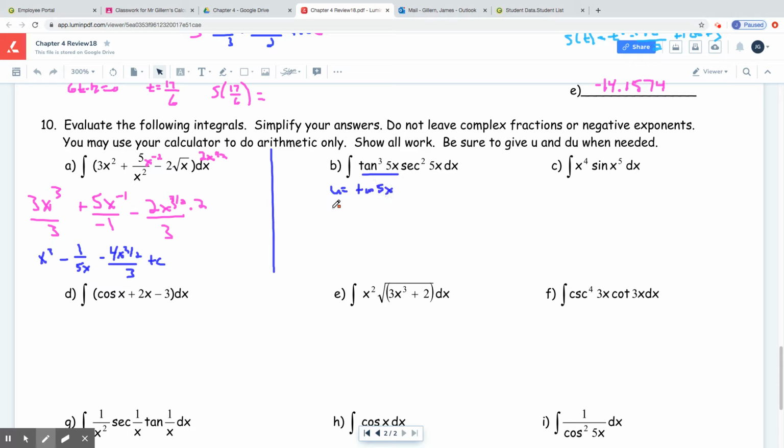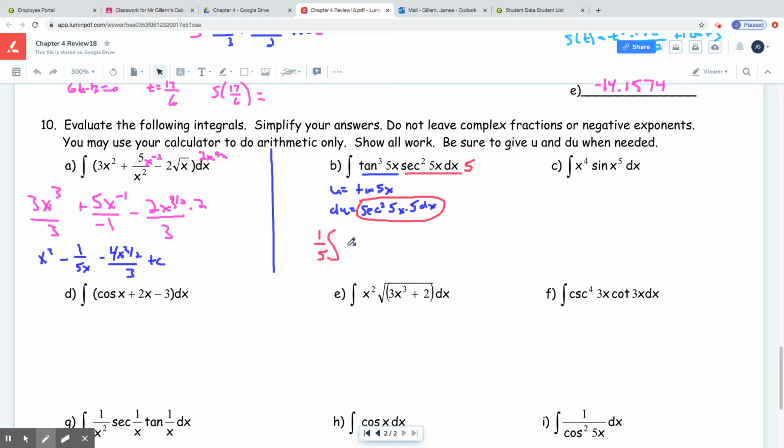Our derivative of tangent, remember, you could use your formula sheet. It could be a good idea to have it printed out somewhere handy that you can look at. Secant squared 5x times 5, chain rule, right? Derivative of the outside keeps the inside the same times the derivative of the inside. That gives you that. I need to have all of du in my integral. So secant squared 5x dx is there. I am missing a 5, so I put a 1/5 on the outside.